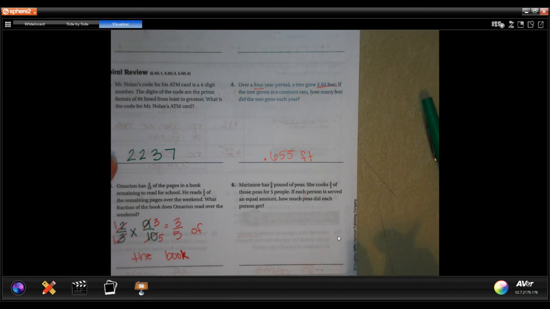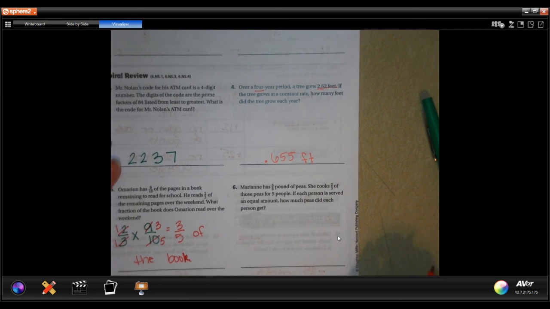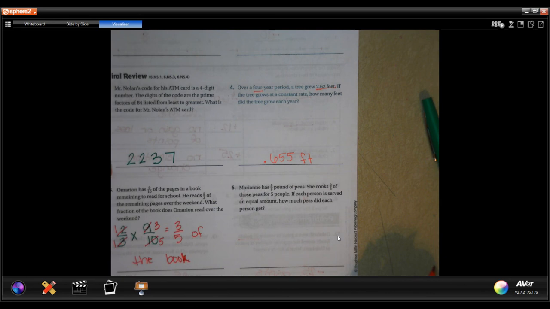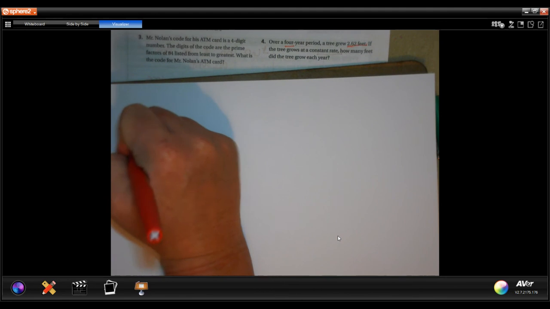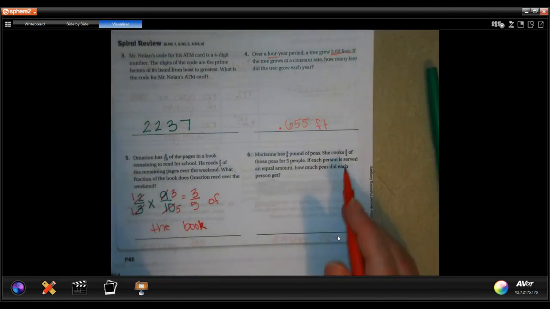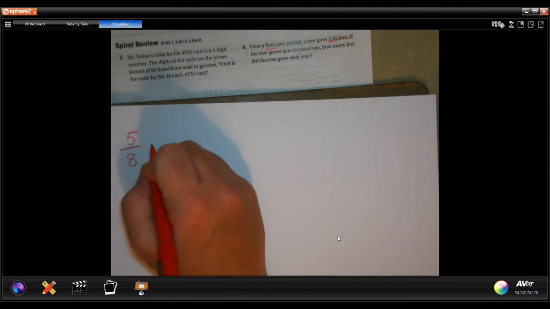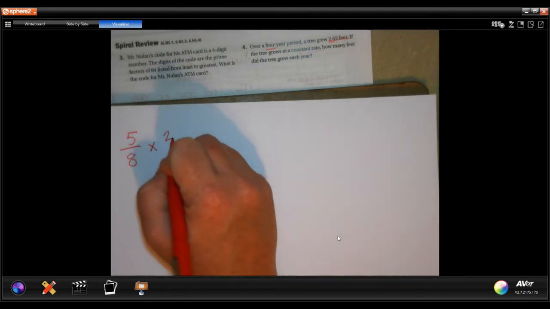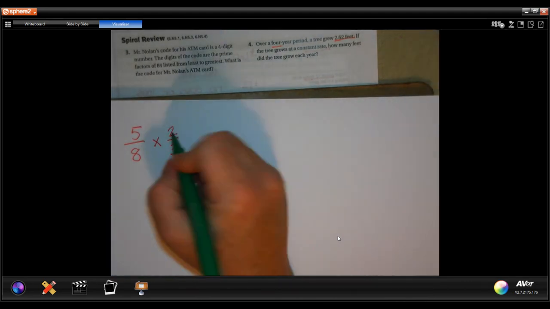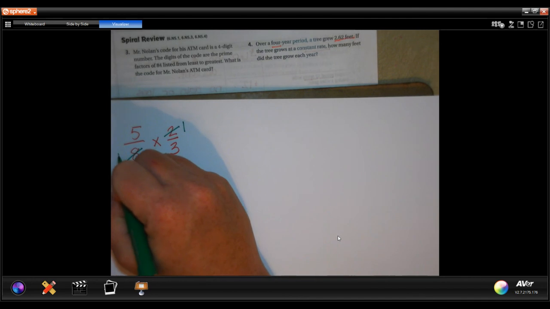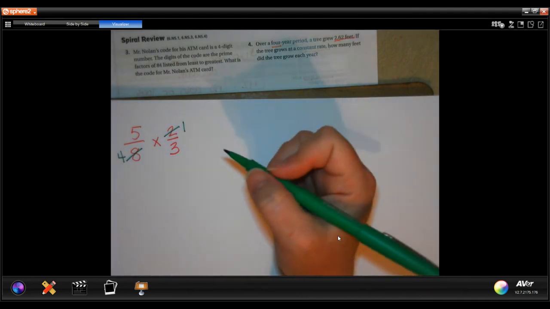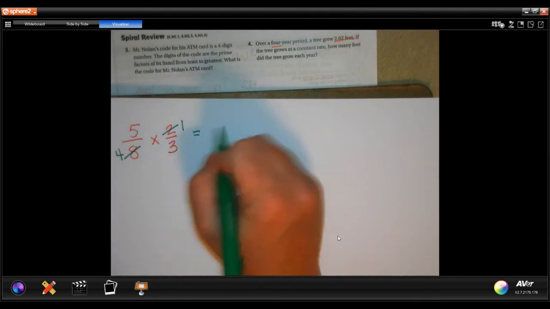Marianne has 5/8 pound of peas. She cooks 2/3 of those peas for 5 people. If each person is served an equal amount, how much peas does each person get? So, scrap paper. She has 5/8 pound, and she cooks 2/3 of those. So 2/3 of 5/8, we're multiplying. 2 is going to go into 2 once. 2 is going to go into 8 4 times. And I can't reduce anything else. I'm going to multiply straight across.